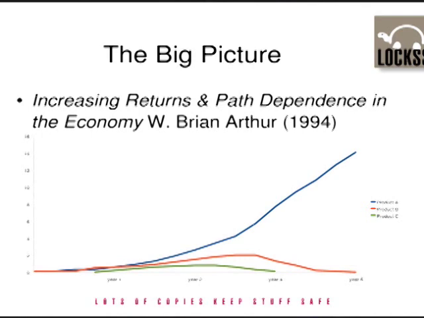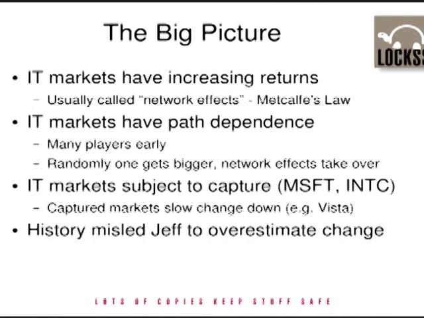And I've tried to illustrate this with this graph that I cooked up, which shows installed base over time for several competing products. You can see in the early stages of the development of the market, there are a number of competing products. And after a while, one of them takes off and rapidly comes to dominate the market, and the others die gradually on the vine. And Arthur's explanation for this is that IT markets, almost all IT markets, have increasing returns to scale. That's the economist's name for it. It's more often called network effects, Metcalfe's law. The value of a network goes as the square of the number of nodes.